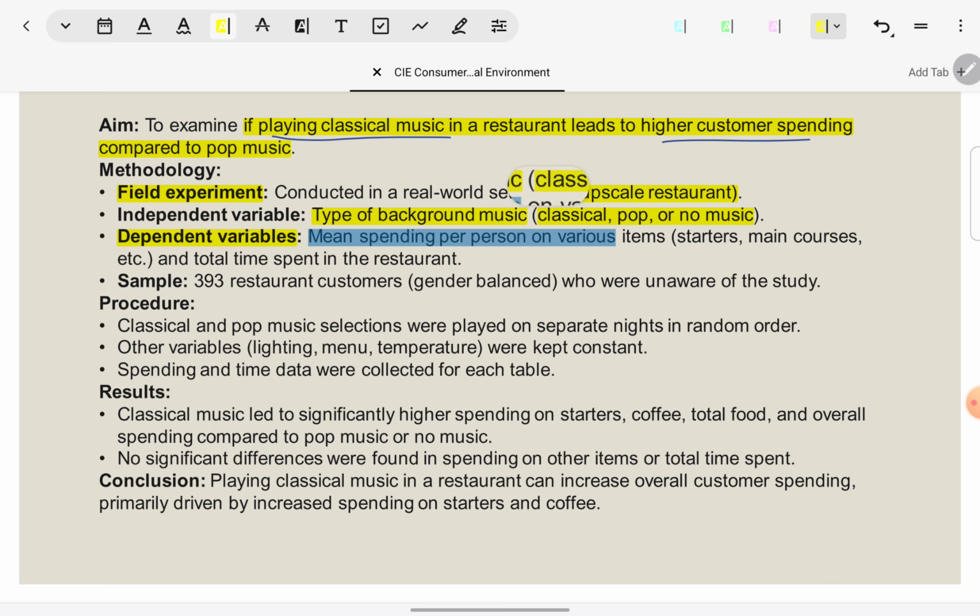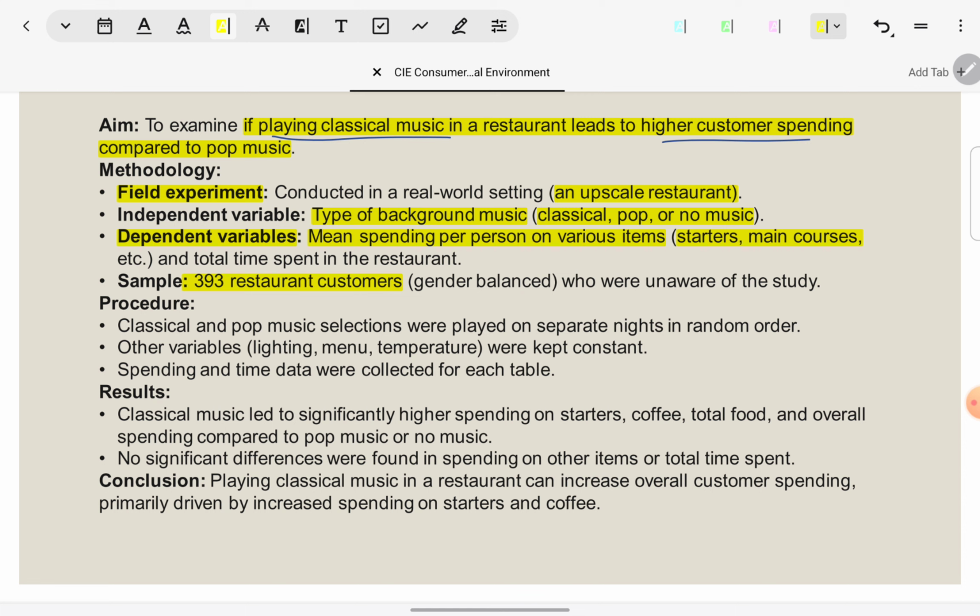The dependent variable was the mean spent per person on various items. In this study, when it comes to how much customers of the restaurant spent, they looked not only at total spending but also at food-category-wise spending, like how much they spent on starters, main courses, and so forth. Because it's a key study, you'll have to know all of the categories under which they measured spending. Their sample was 393 restaurant consumers.